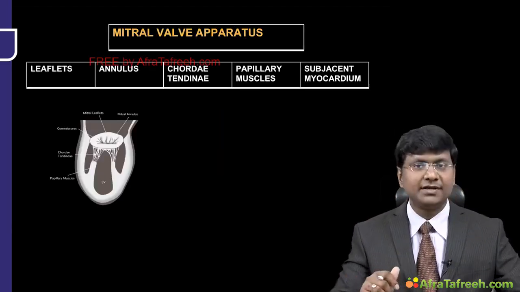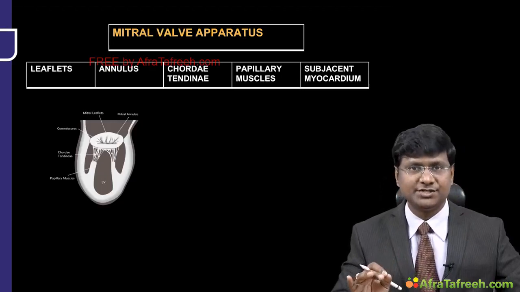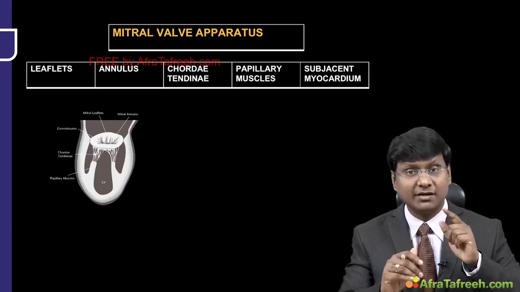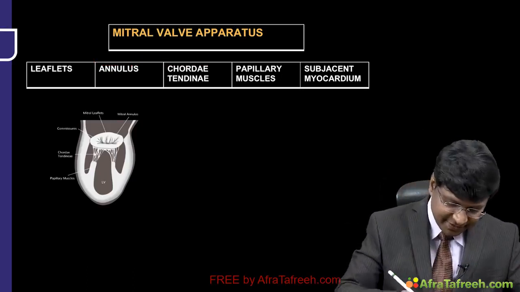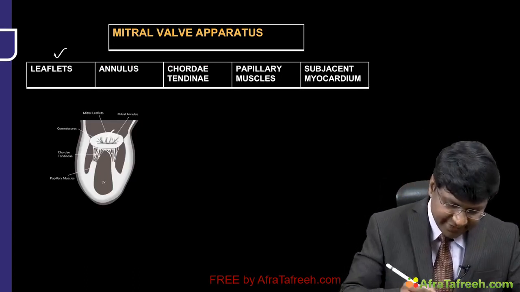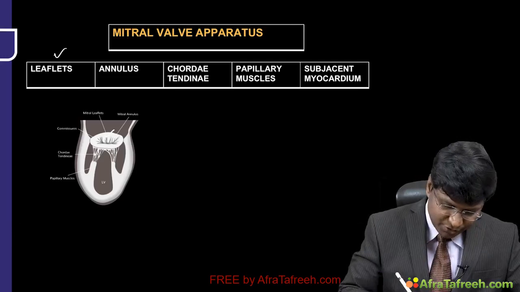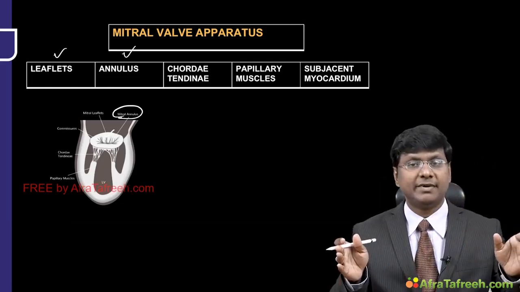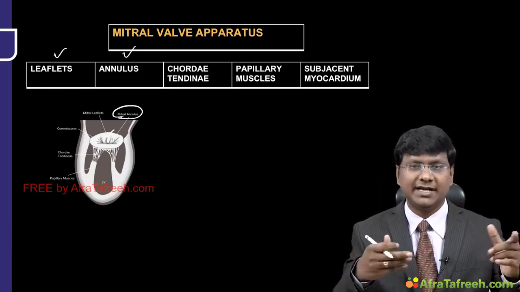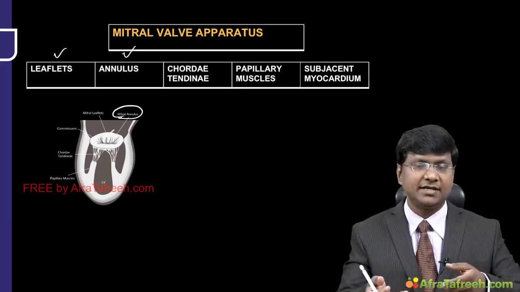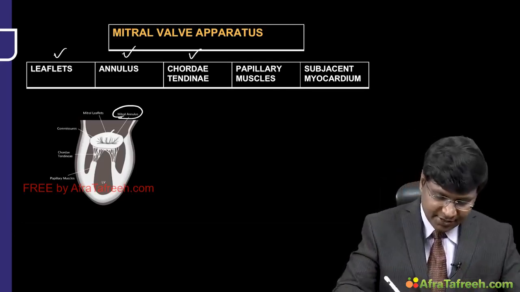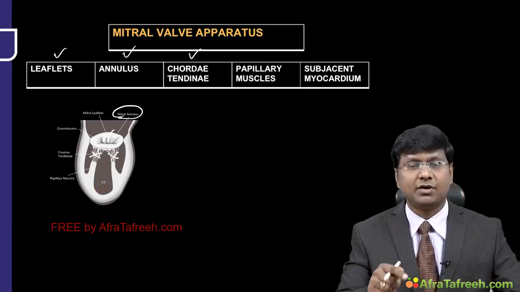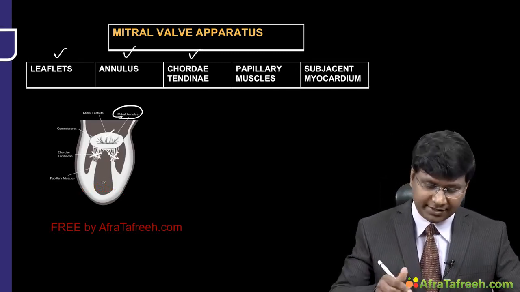Now, for the development of mitral regurgitation, the pathology should be in any one of the mitral valve apparatus. That is, the pathology should be either in the leaflet or within the mitral valve annulus. If there is mitral valve annular dilatation, like in dilated cardiomyopathy, that can result in mitral regurgitation. And rupture of the chordae tendineae can also cause mitral regurgitation.